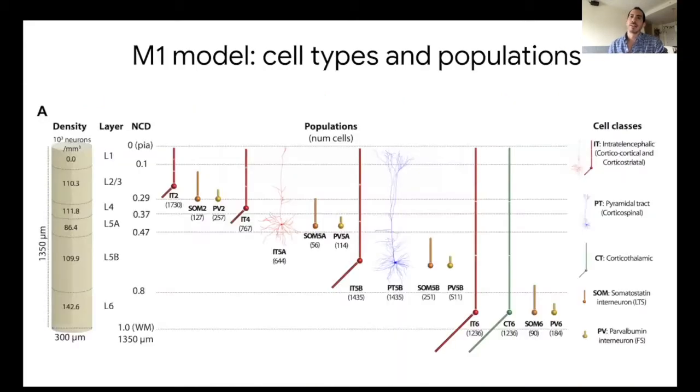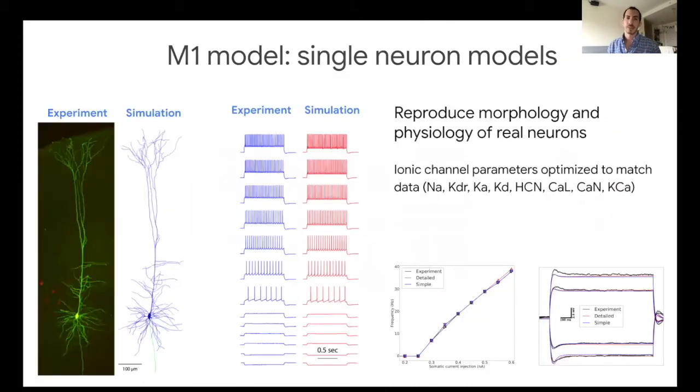So just to give you an idea of the detail of the model, we included the different cell types in cortex, different excitatory cell types, different inhibitory cell types. The laminar distribution of cells is based on experimental data. The density of neurons per layer is also based on several studies. For each of the cell types, we build specific, very detailed single neuron models reproducing both the morphology, you can see here on the left the original morphology reconstruction from experimental data and the simulation, as well as reproducing the physiology of each cell type.